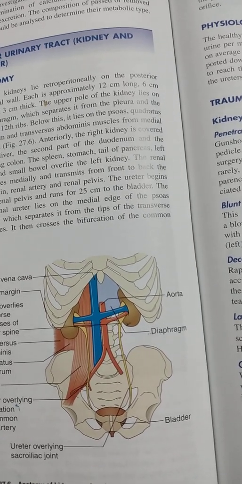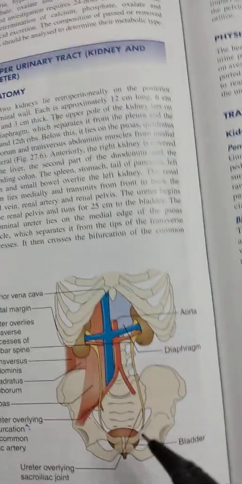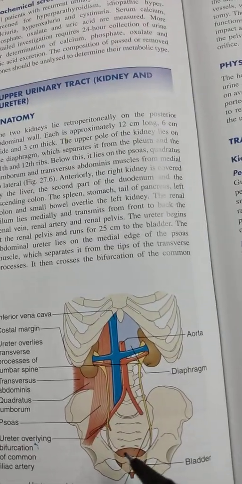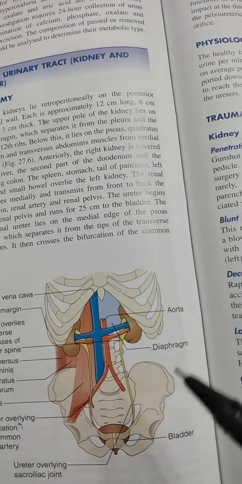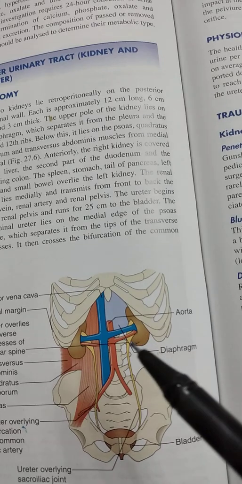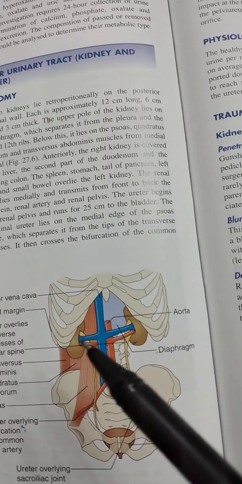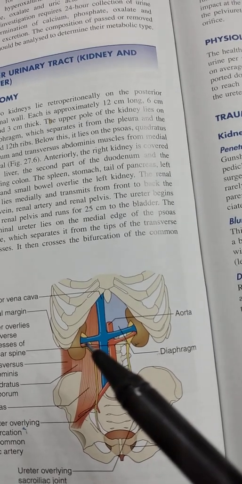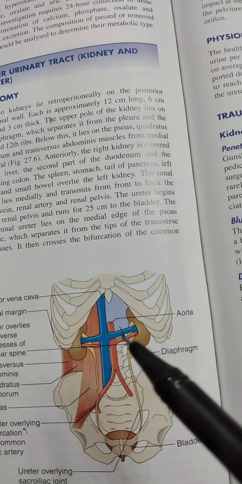They are filtered out, and through the ureter, this goes and joins the urinary bladder here. This is the urinary bladder, which is a pelvic organ, a midline structure. Now, you see here, the kidney has got an upper pole, a lower pole, and a hilum, and from the hilum emerges the right renal vein on the right side and the left renal vein on the left side.